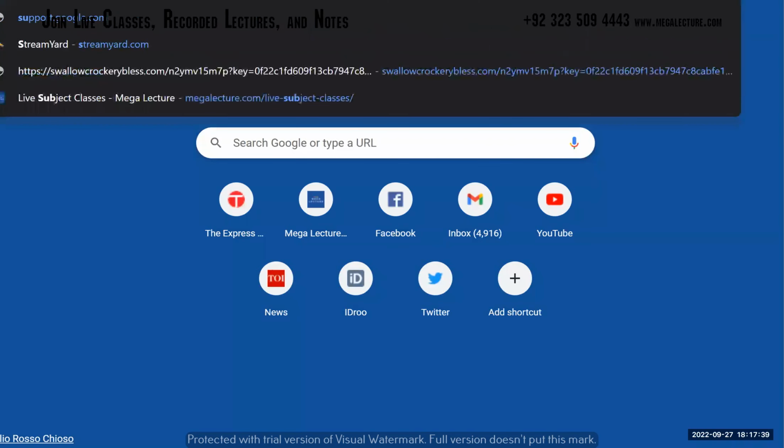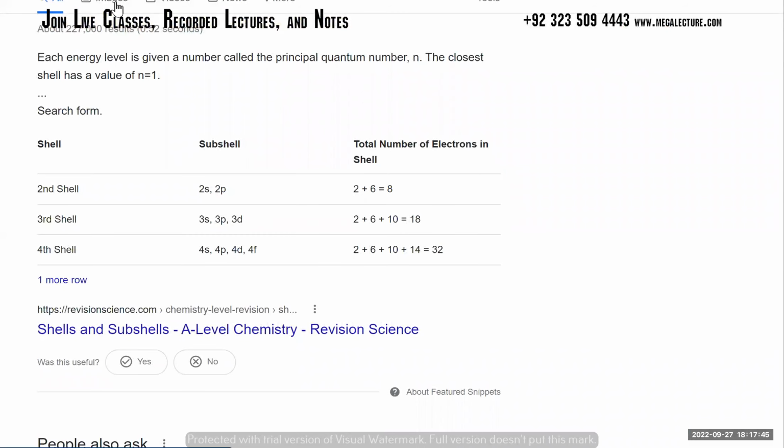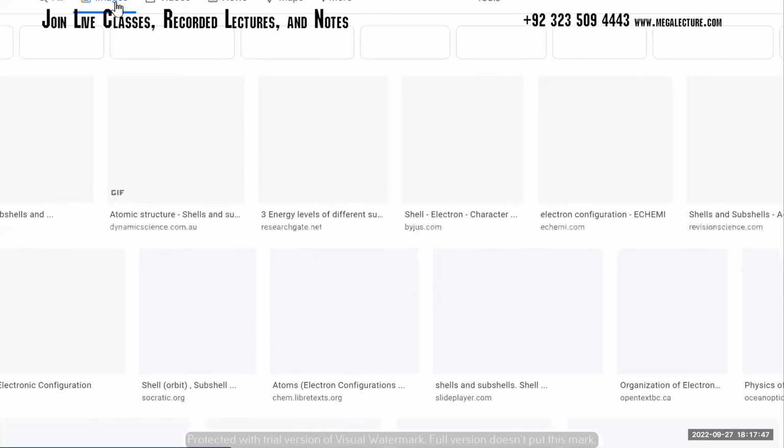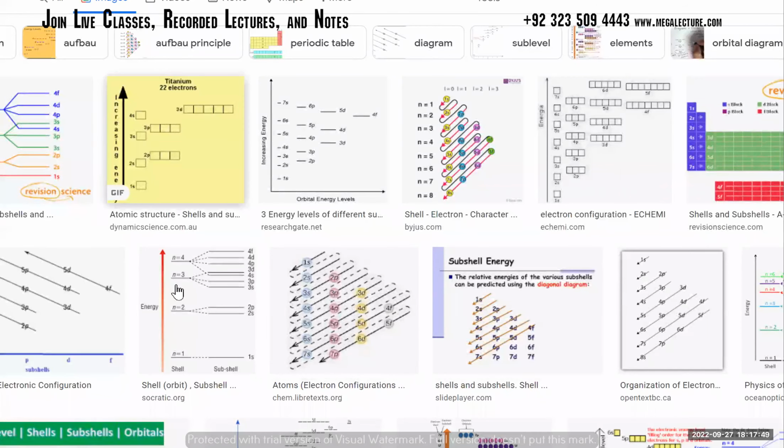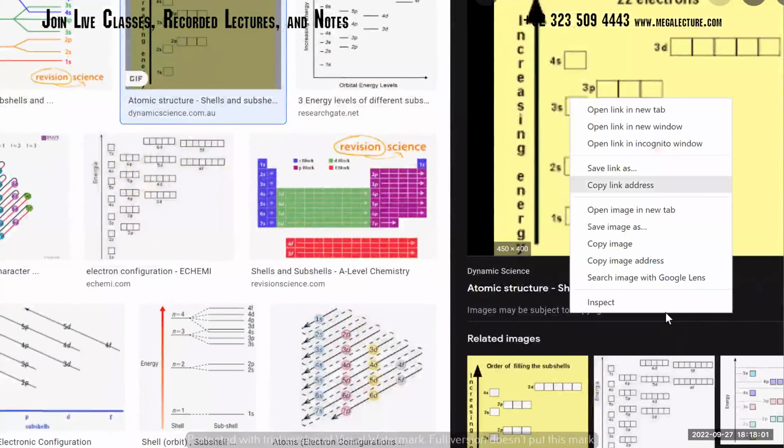And you can have a look at the diagram as well for subshell energy levels. Do you think this one would be good enough? I'll just copy the image and put it there.